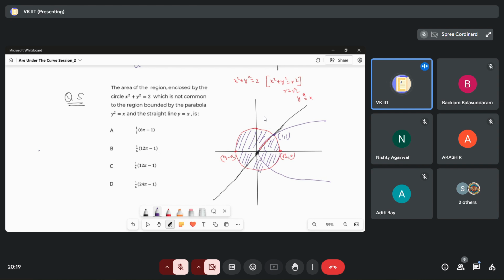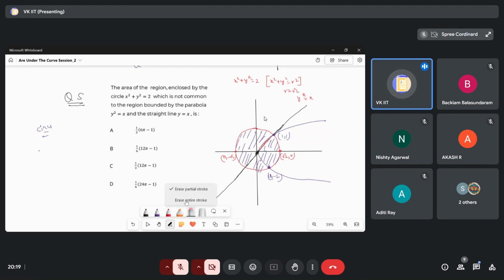And for the circle and the parabola, it will be coming as 1 comma minus 2. This point. So I think this is not the required area. We have made a mistake here.